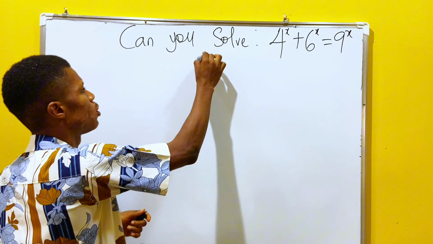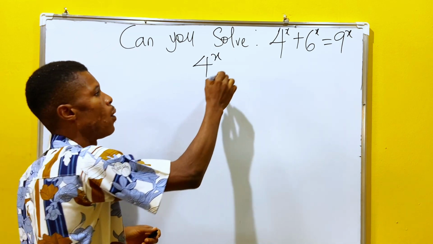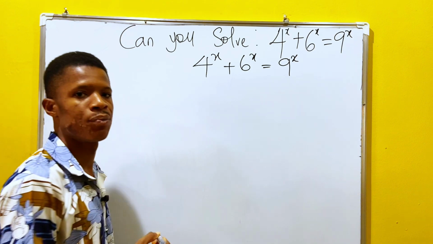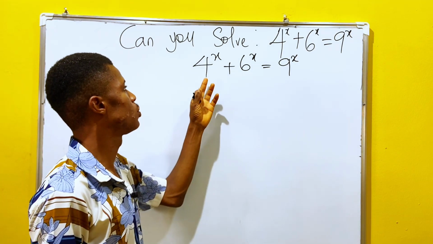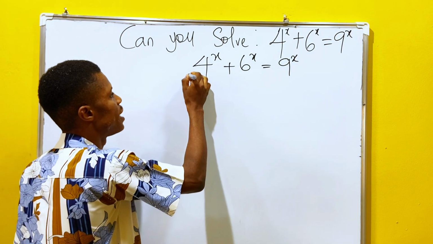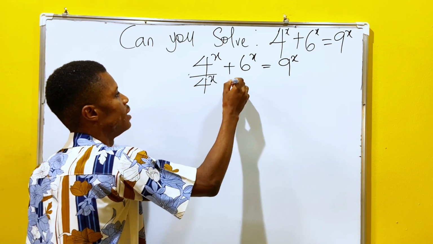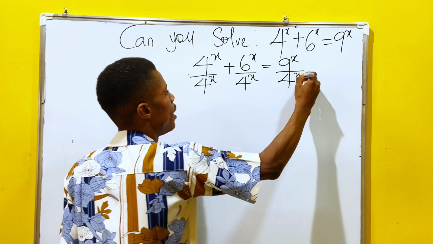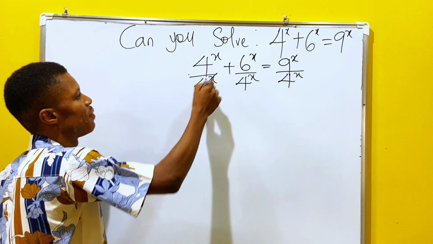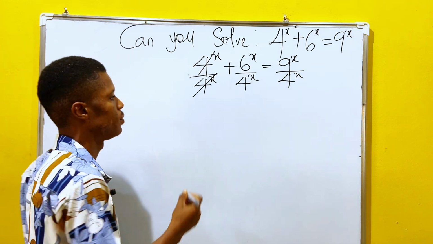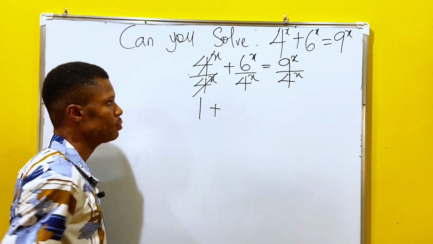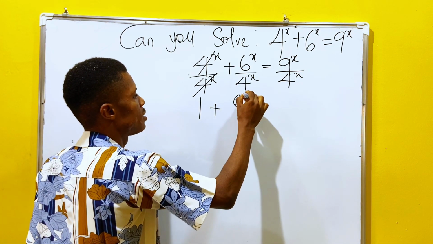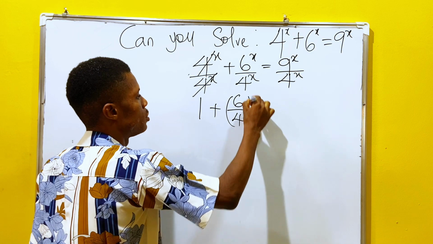So the first approach we are going to use is that we are having 4 power x plus 6 power x is equals to 9 power x. So the first thing we do is to divide through by 4 power x. If I divide each term by 4 power x, you basically see that 4 power x will cancel out, giving me 1. So I have 1 plus, look at this, this can now be seen as 6 over 4 to the power x.